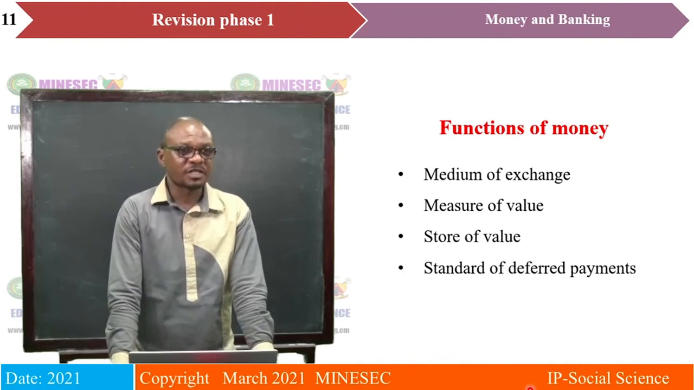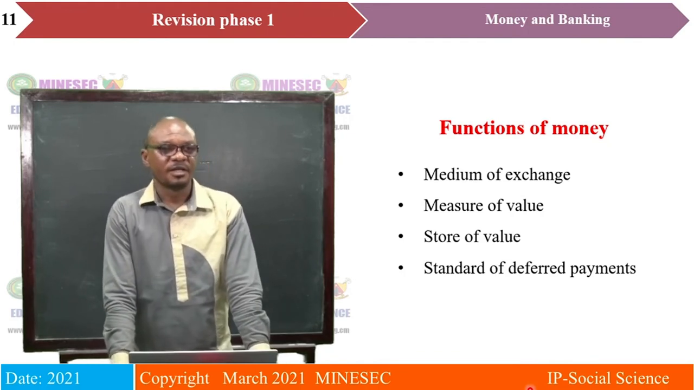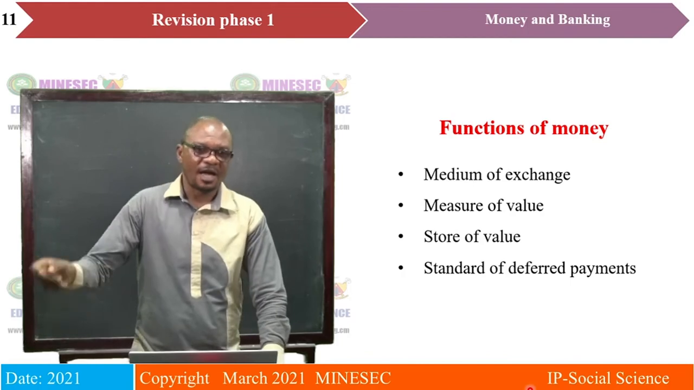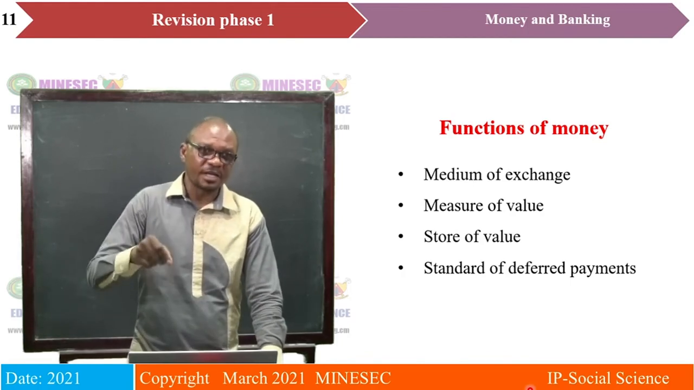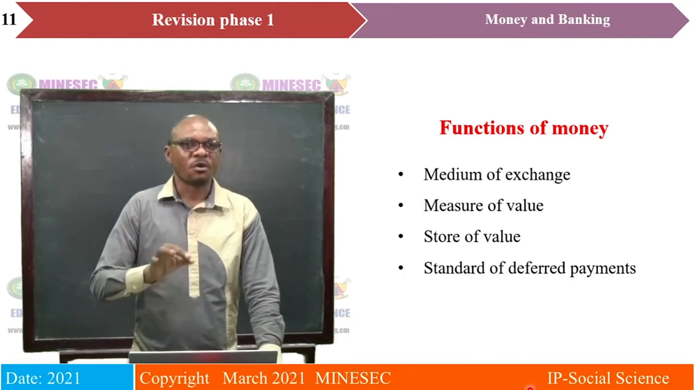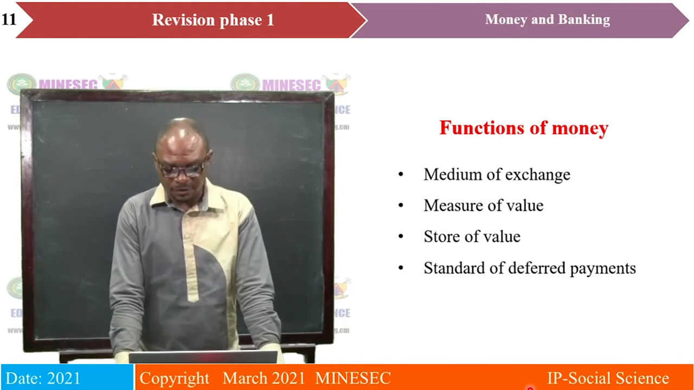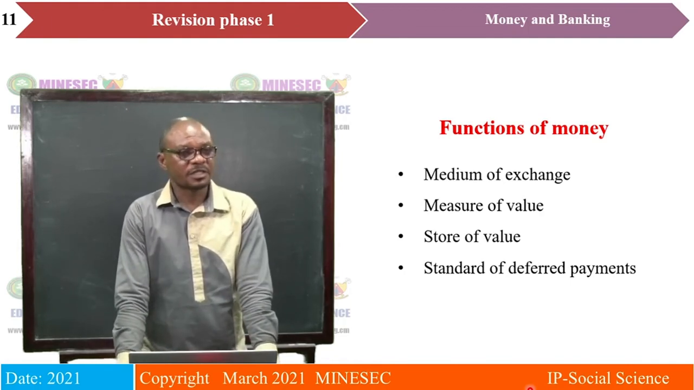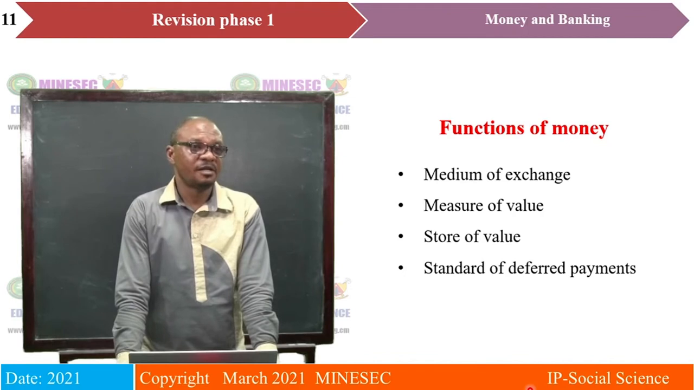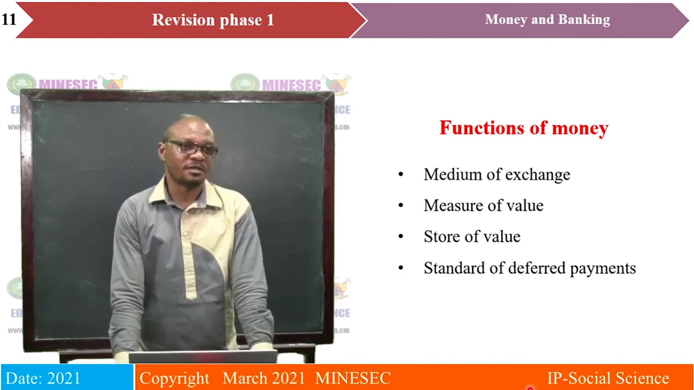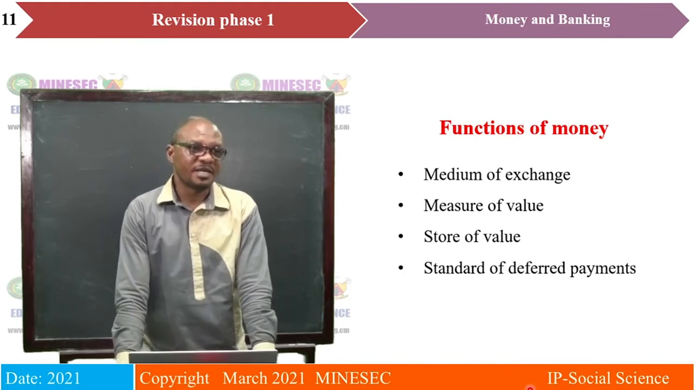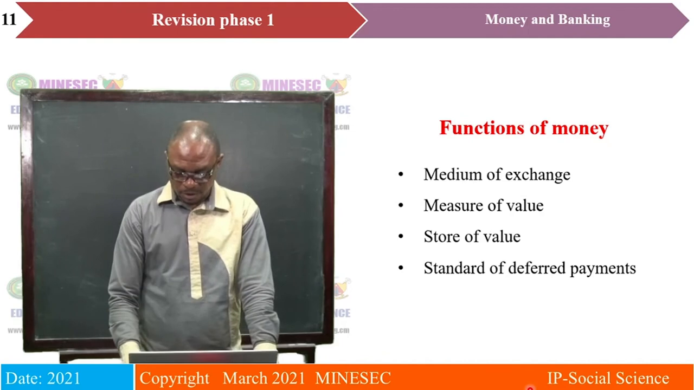When money functions as a store of value, then it means that we can keep assets that are not needed immediately in the form of money until when they are needed in future. And when money functions as a standard of deferred payment, it means that we can use money as a means of selling goods on credit so that payments can be made on a future date using money.